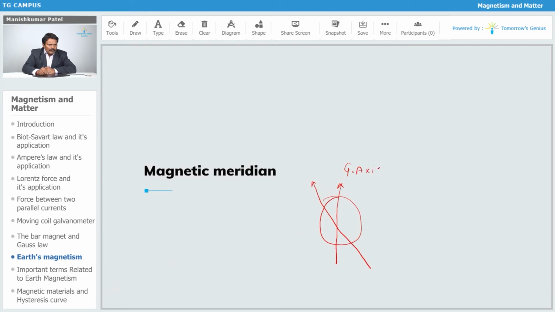The magnetic axis is not aligned with the geographic axis. So this is, for example, the geographic axis, and this is the magnetic axis for that earth. It is not going to align in the same direction. There has to be some angle between them, and that angle is going to vary at different locations on the earth.